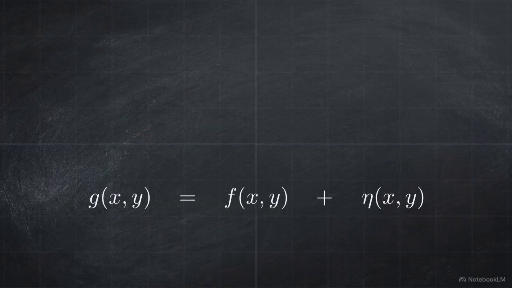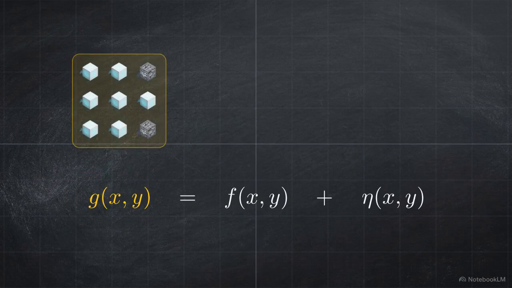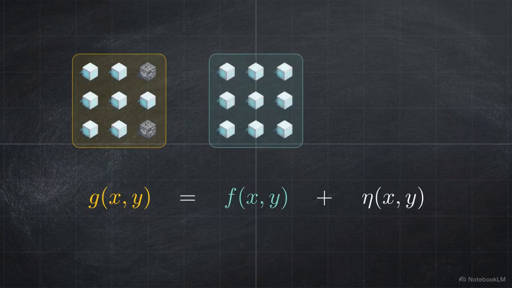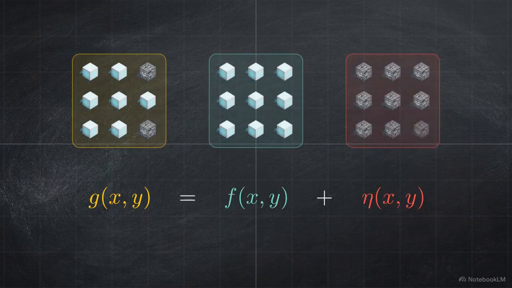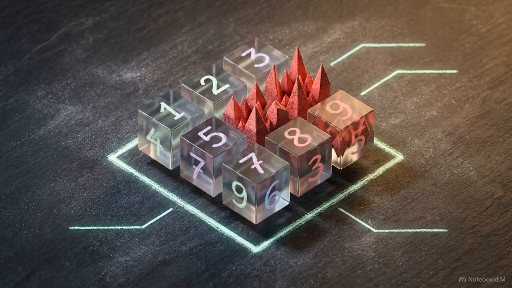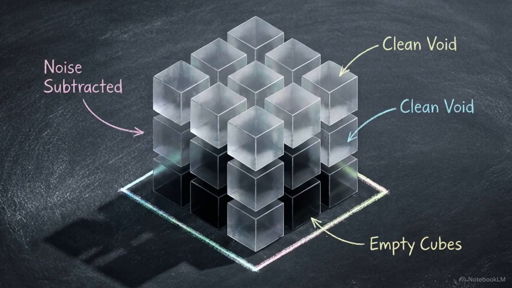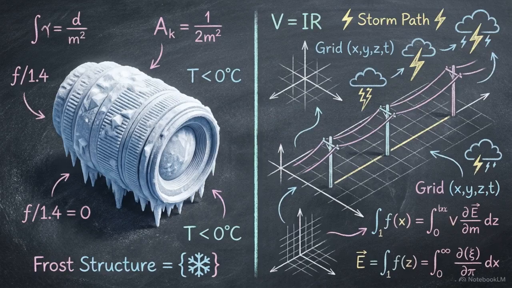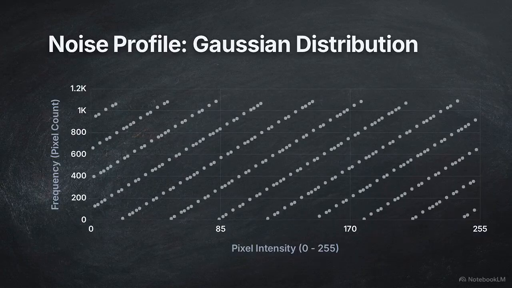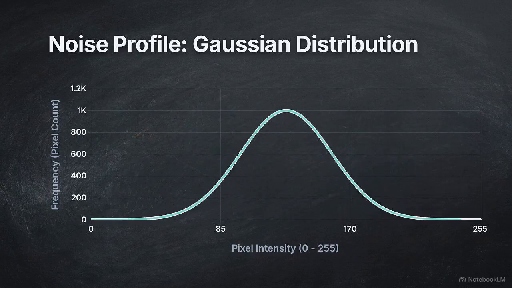A linear equation defines every corrupted digital image. The noisy image, g of x, y, equals the pristine signal plus noise. F of x, y is the ideal untouched signal. Eta represents the noise factor, accounting for interference from sensor heat or transmission errors. The goal of any restoration algorithm is to accurately estimate this noise term so it can be subtracted from the captured image. Because different environments create different types of interference, a system must first mathematically profile the nature of the noise before it can safely remove it.